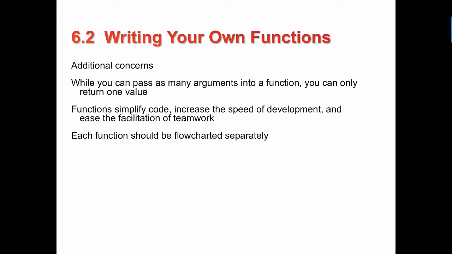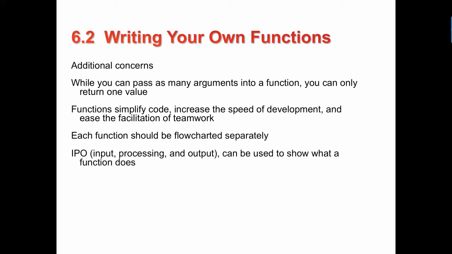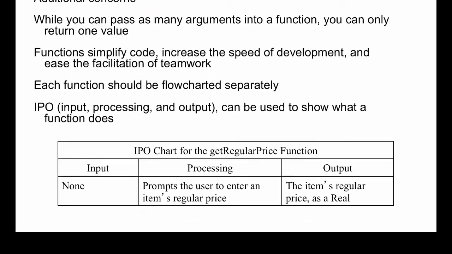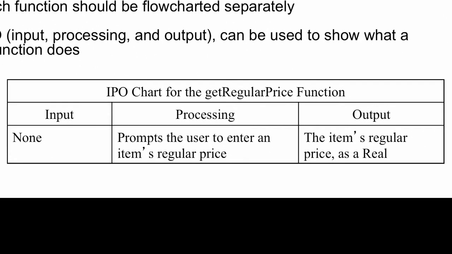Each function should be flowcharted separately, and you should have an IPO for a function just like you have it for a program. So this might be an IPO chart for a little function that you write called getRegularPrice. So it's got input, processing, and output. Of course, we start with the output when we actually write this. So we go output, input, and then process.